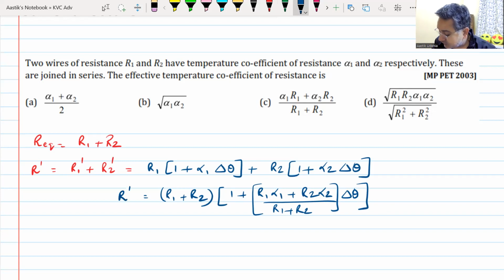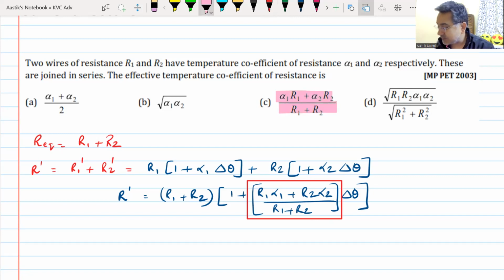Now this will come in the original form. If I call this R dash, this R dash will be equal to R original into (1 plus alpha delta theta). That means this entire thing that we see here becomes your effective alpha for the series combination. So that is the correct option. Remember this question. If this question comes in your exam, you don't have to solve this. You can straight away mark it and move ahead in life. Shall we move ahead?